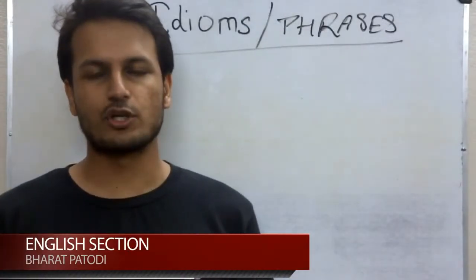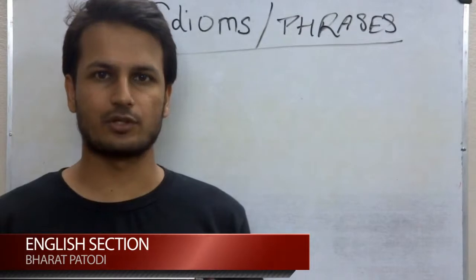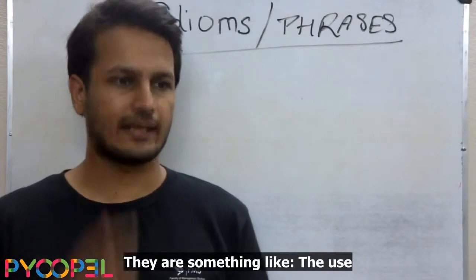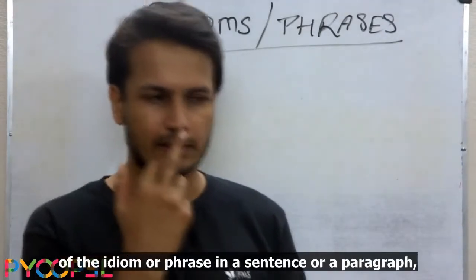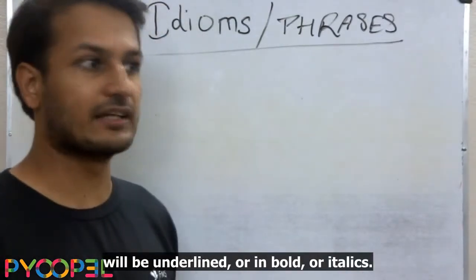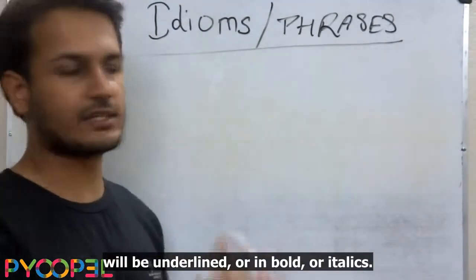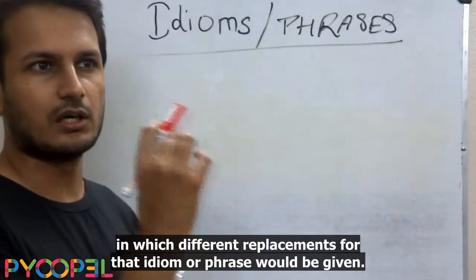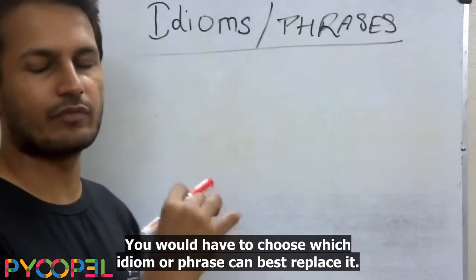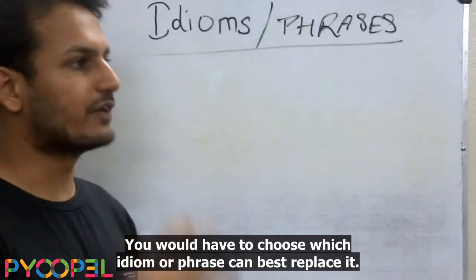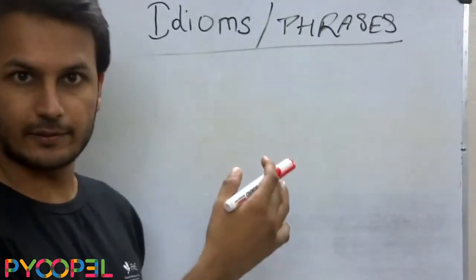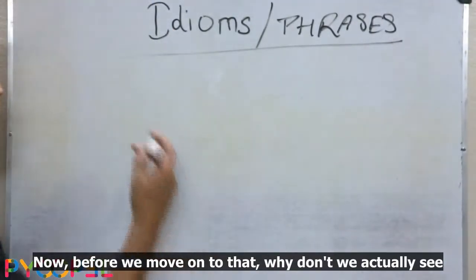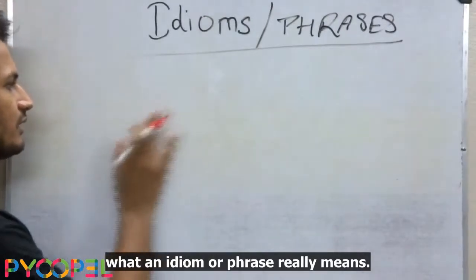Study now about idioms and phrases. The question types that come on idioms or phrases are pretty simple. The idiom or phrase used in a sentence or a paragraph will be underlined or in bold or italics, and you will be given different options with different replacements for that idiom or phrase. You would have to choose which idiom or phrase can best replace it in that circumstance. Now, before we move on to that, why don't we actually see what an idiom or phrase really means?